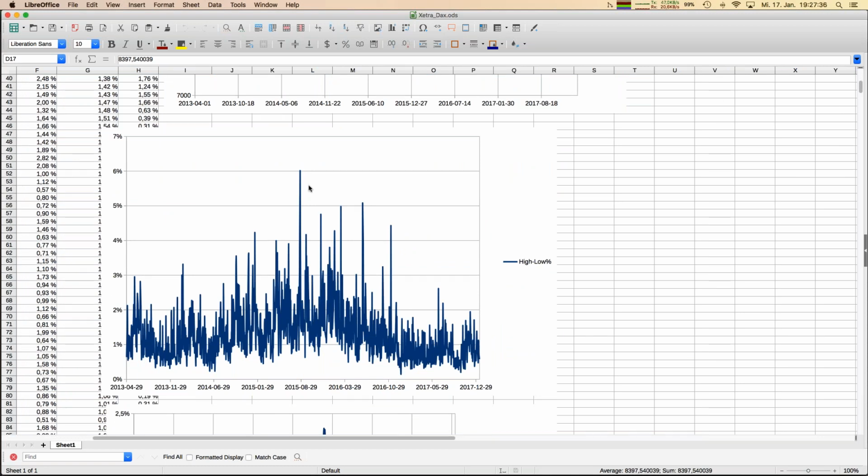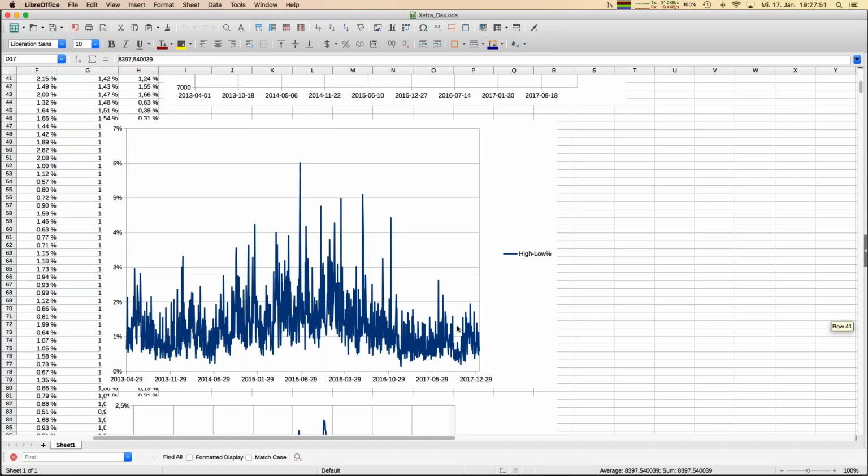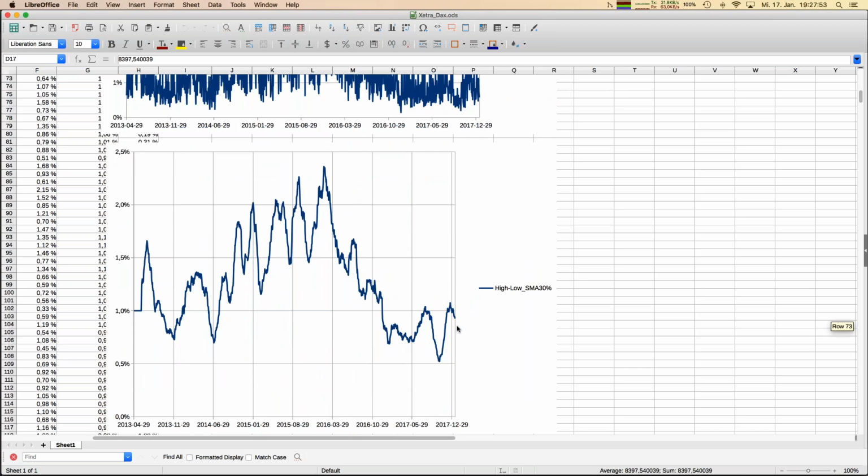So the absolute maximum here has been a 6% value, which is not bad, but more or less most of the time we are in the range of or below 2%. So it's a totally different picture here. And let's look at the smooth one here, the SMA 30 on that. Then you can see that a couple of days ago, we were at a really extremely low volatility within the DAX. It's not long ago here.